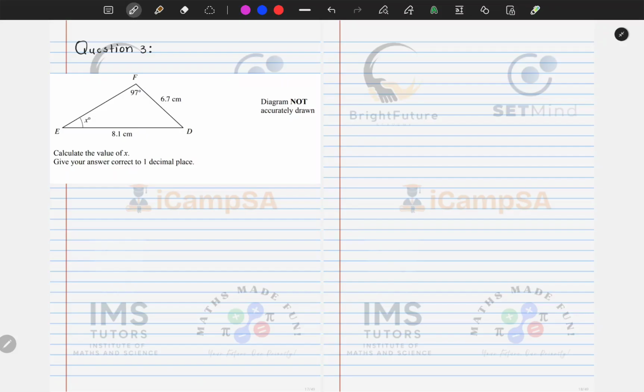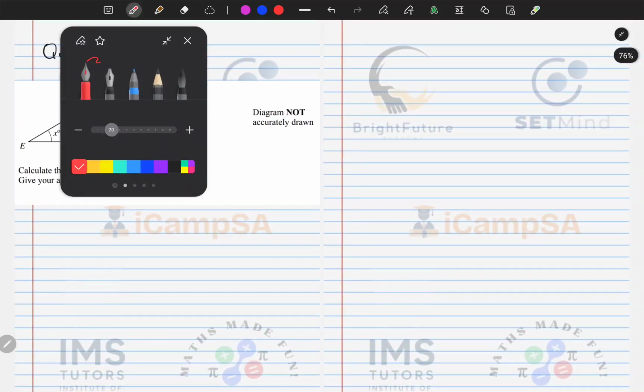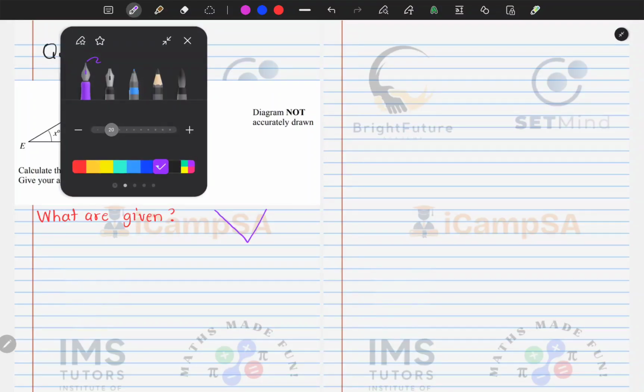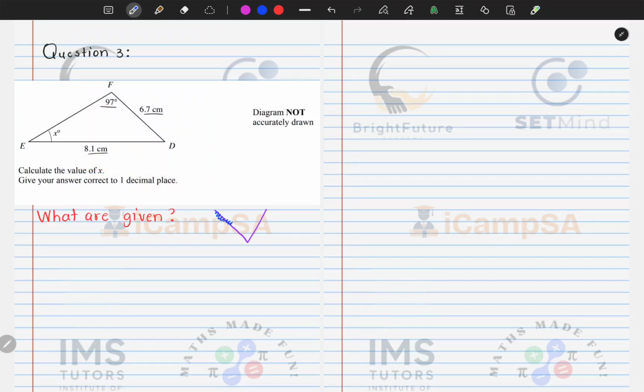Okay, let's have a look at question 3 here. And remember, the first question which we need to ask ourselves is, what are we given? And if you look at our problem, we are given a side and an angle. And my question is, is this an included angle? If you look carefully, no, it is not, because for an included angle, you need a side and a side, and these sides will both be given and your angle will be there. So that would be an included angle.